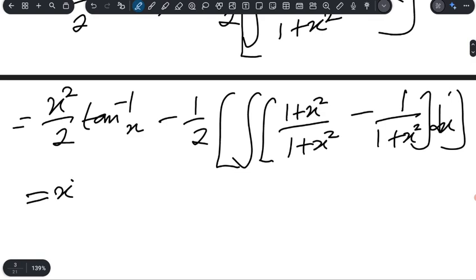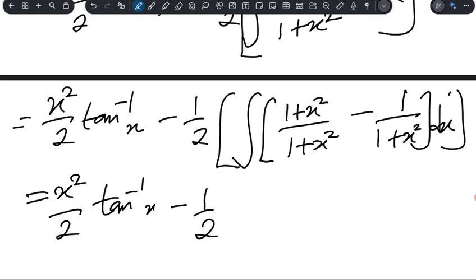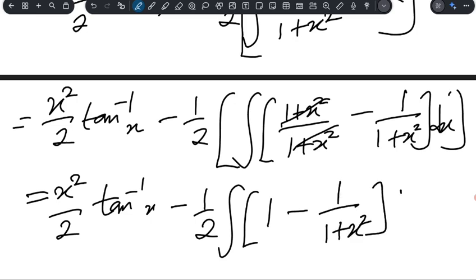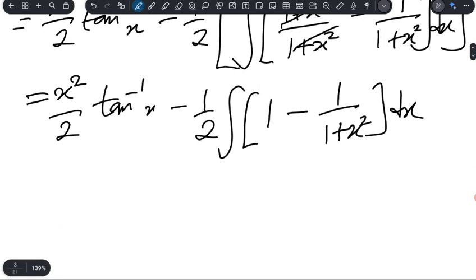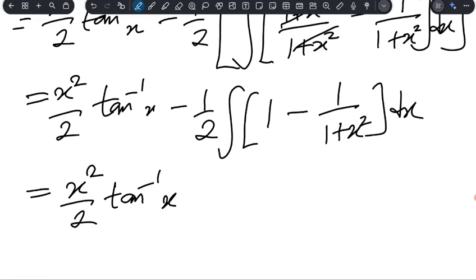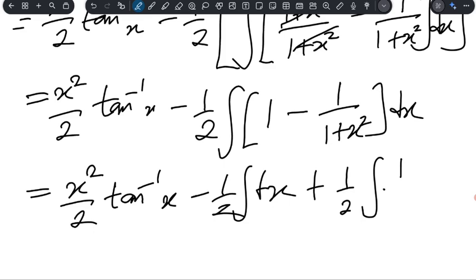So we continue to have x squared over 2 arctan x minus 1 over 2 times the integral of, we cancel this, 1 minus 1 over 1 plus x squared, dx. Let's expand the bracket with the integration: x squared over 2 times arctan x minus 1 over 2 integral dx, minus times minus gives plus 1 over 2 integral of 1 over 1 plus x squared dx.